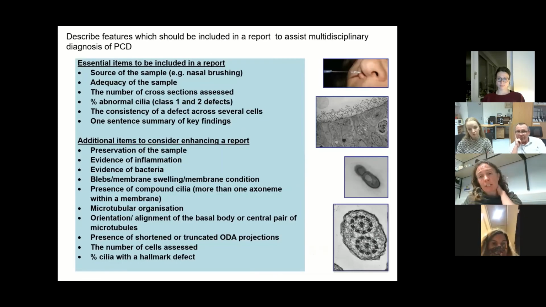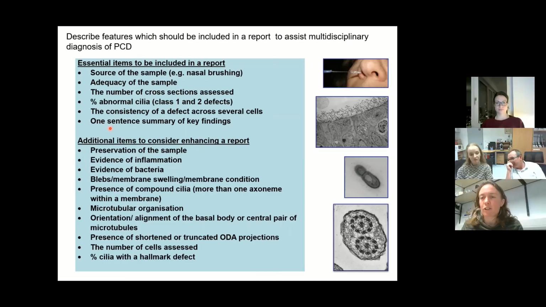being said. So in this report, where we're covering everything we've ever seen, we also did as a consensus group an idea of what we considered to be essentials to include, and also additional items which could enhance a report. So essential: whereabouts the sample came from, was it adequate for the diagnosis, how many cross sections had actually been assessed, what percentage of the cilia were abnormal, and did they have class 1 or class 2 defects, was the defect consistent across a number of cells, and then a one-sentence summary of key findings, which is sometimes something that as lab people we forget to do.